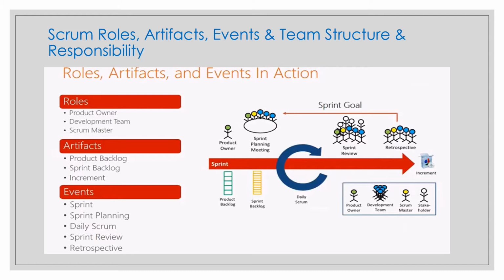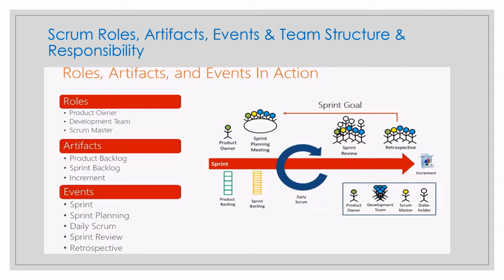They will track on a daily basis in a daily Scrum, holding each other accountable as professionals. Okay, the product owner role. The product owner is accountable for maximizing the value of the product resulting from the work of the Scrum team.